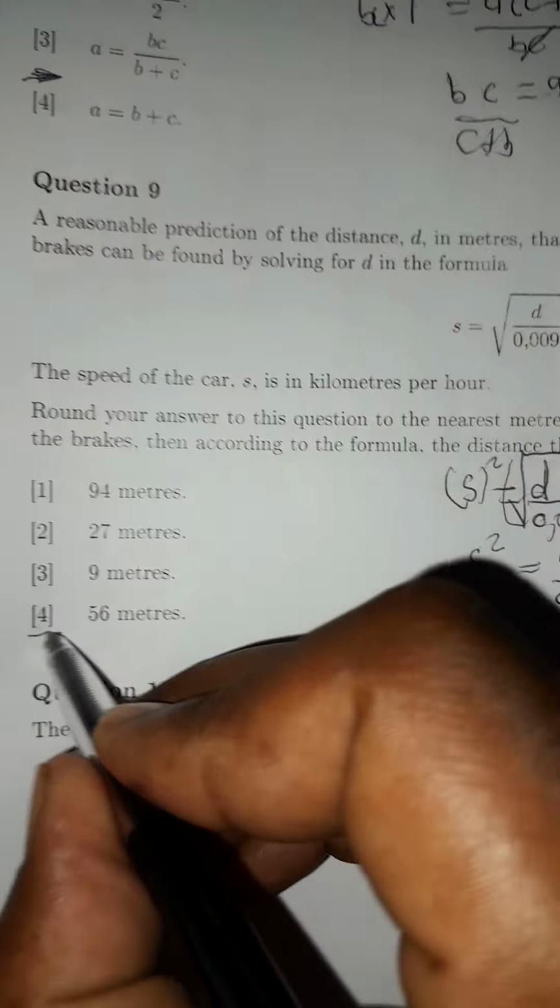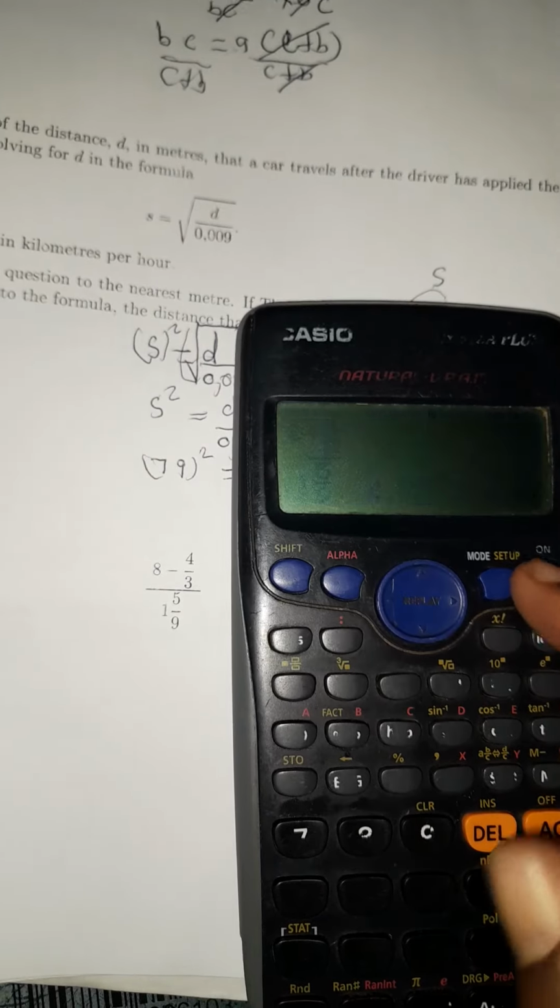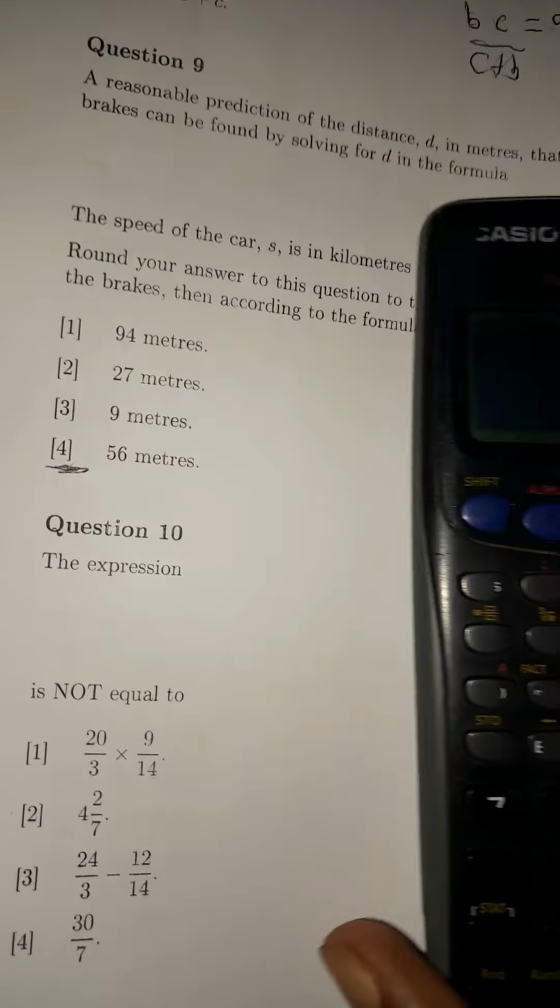Then we go to question 10, guys. We are on question 10 now. For question 10, first things first, let's punch this in a calculator and see what the solution is. We have 8 subtracted by 4 over 3 divided by a mixed fraction, 5 over 9. The mixed fraction is 30 over 7, which gives us 4.28. 30 over 7. So let's look at the first parts there.